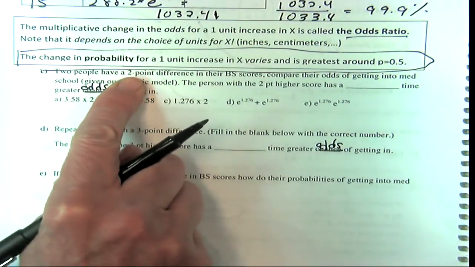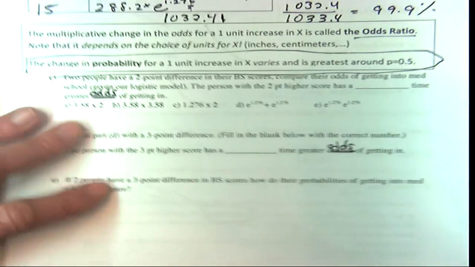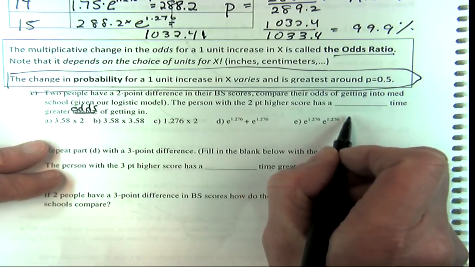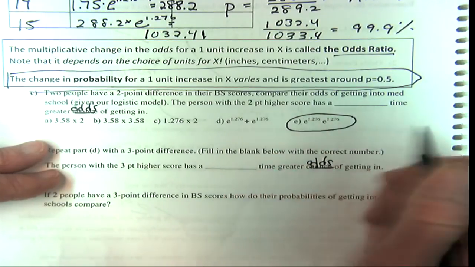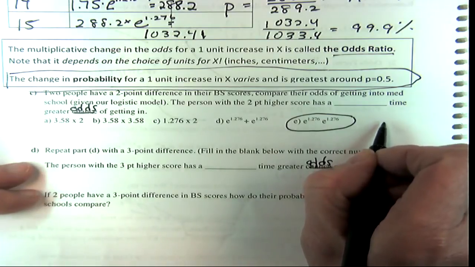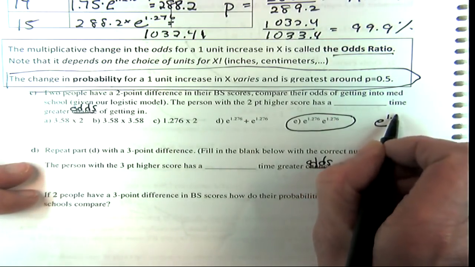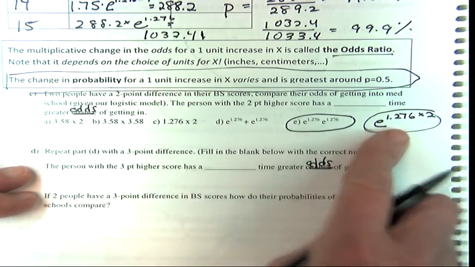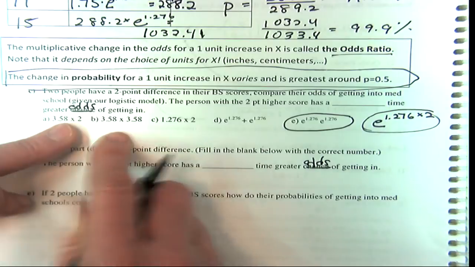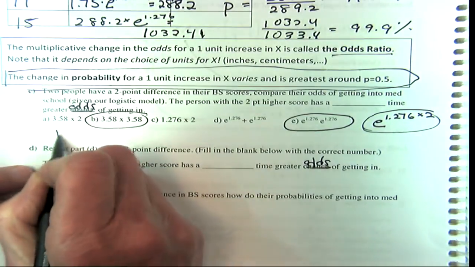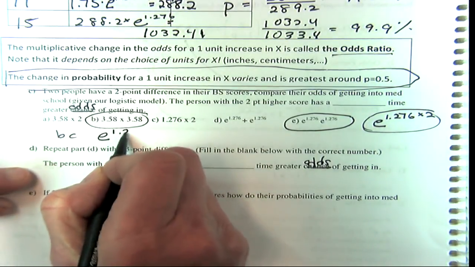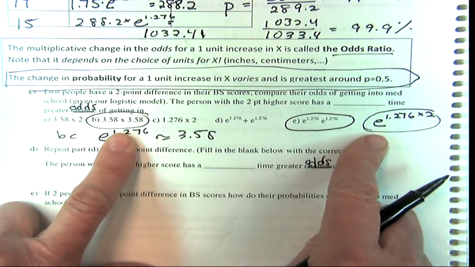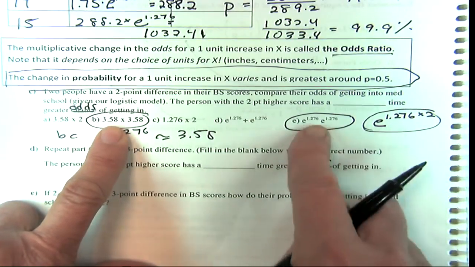2 points for each point difference. Your odds are increased by a multiplicative factor of e to the 1.276, so you're going to multiply. I should have given you another option, which is just arithmetic. It could have been e to the 1.276 times 2. That also would have been circled, right? And there's another one. This is also the same thing because e to the 1.276 is approximately 3.58. So these three are the answers, all equivalent forms of the same number.